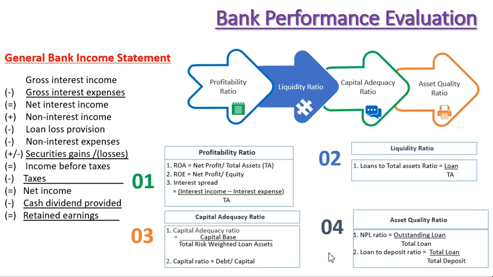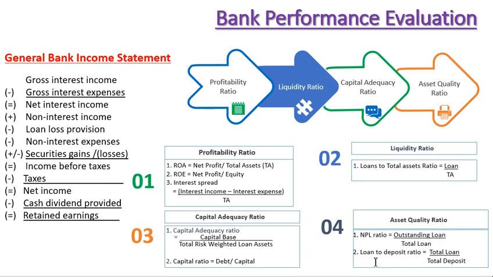The last ratio is the asset quality ratio. Asset quality ratio includes the NPL ratio. NPL refers to the non-performing loan ratio. The non-performing loan ratio is calculated by taking the outstanding loan divided by total loan. The higher the non-performing loan, the poorer the asset quality, and the poorer the performance of the bank, because of lower net interest income and also higher loan loss provision.